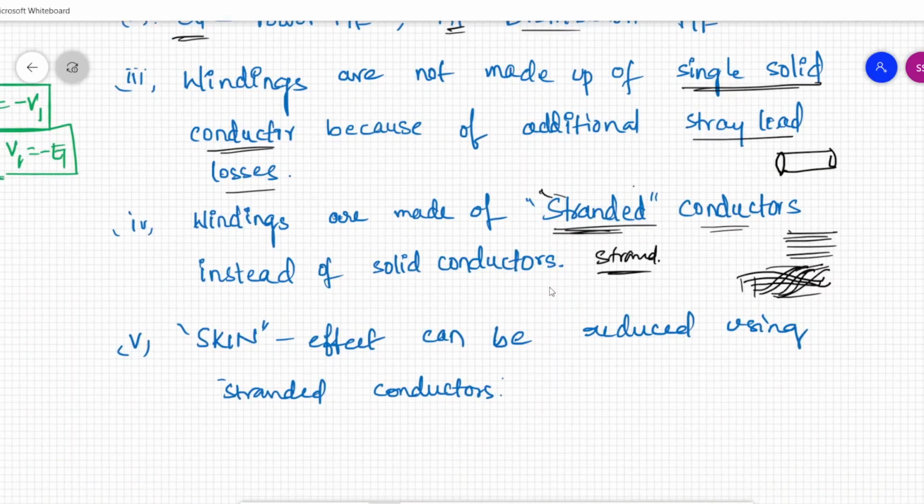Now using these stranded conductors, we can reduce one more effect, that is called skin effect in AC transmission. The skin effect can also be reduced using stranded conductors. So this is about the constructional aspects of a transformer.